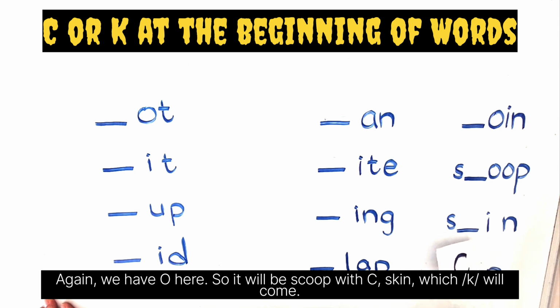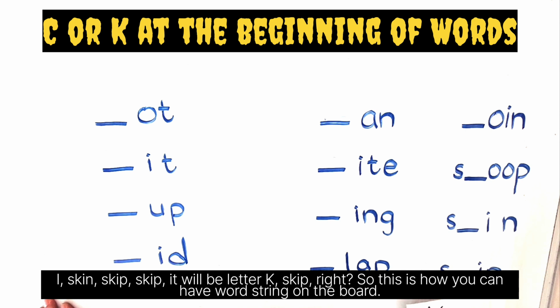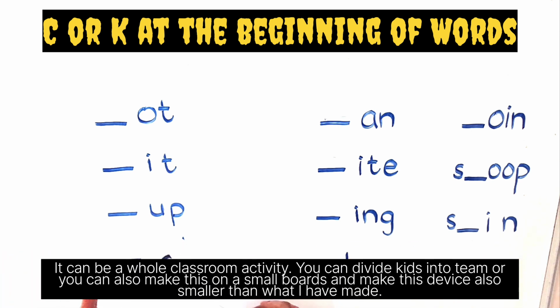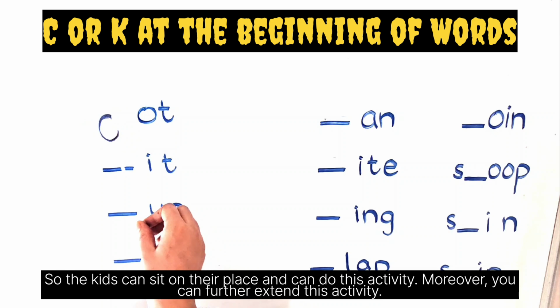Skin. Which K will come? I. Skin. Skip. It will be letter K. Skip. Right? So this is how you can have words written on the board. It can be a whole classroom activity. You can divide kids into teams, or you can also make this on a small board and make this device also smaller than what I have made, so the kids can sit on their place and can do this activity.